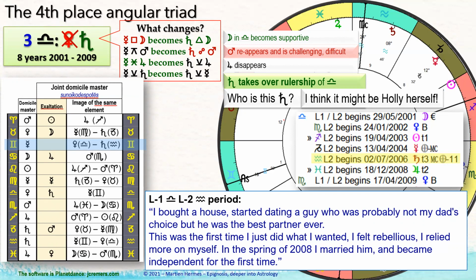Hey, that sounds like the rule of the first place coming into its own in a sense, because it's in its own image, but it's also with the MC. And the MC has to do with your place in society and becoming your own person, and so on. And you felt rebellious. Wow. Yeah, okay. You relied more on yourself, and in the spring of 2008, you married him, and you became independent for the first time. Wow. This really sounds a lot like the ruler of the first place in Aquarius, in the water pourer, and coming into your own, sort of, right? Yeah. So this is a very supportive, strong period of your life.